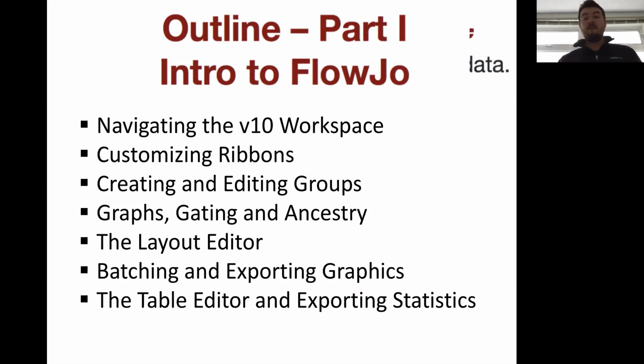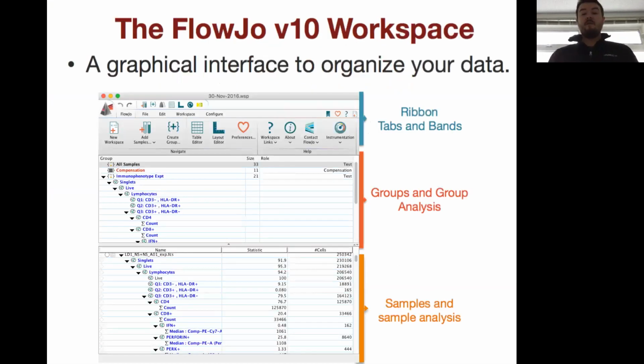So first of all, you're going to want to be familiar with the FlowJo workspace, which looks like the following. And it is composed of three general sections. The first is the ribbons and tabs area at the very top of the workspace. Next are the groups, where you're going to arrange your data files. And finally, the sample section, which will show the samples contained in all of your various groups.